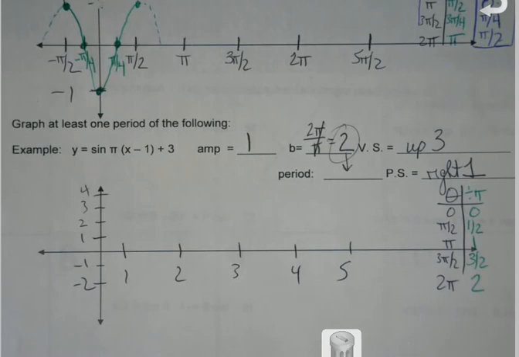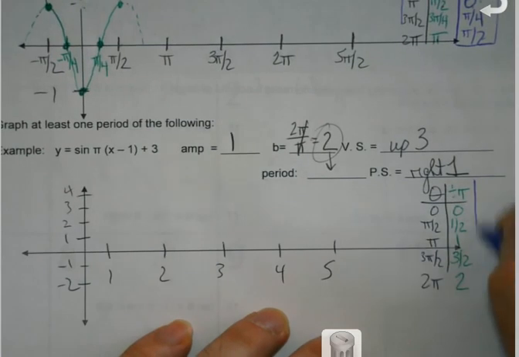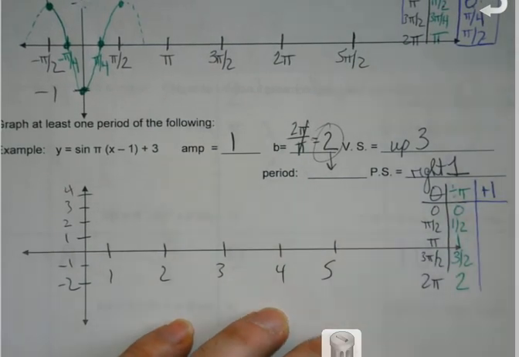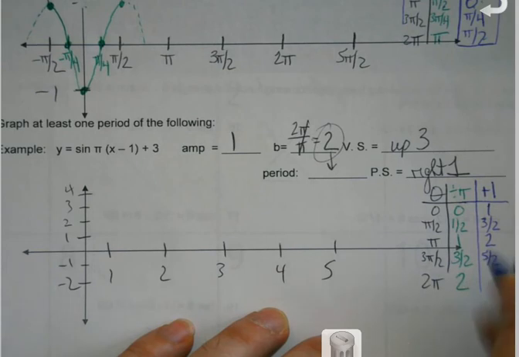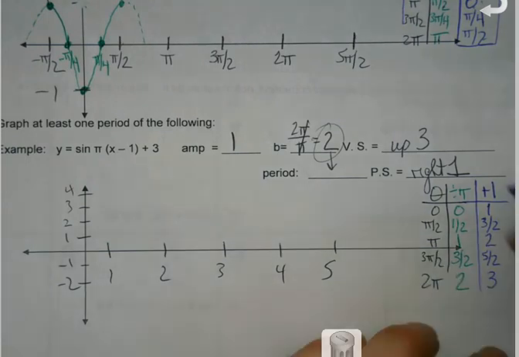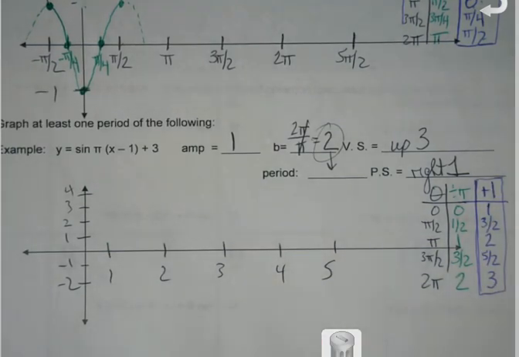Here's where the fun starts, though. Now, I still need to shift this right 1. So I'm going to add 1. 1, 3 halves, 2, 5 halves, 3. So here is where I'm going to plot my values.